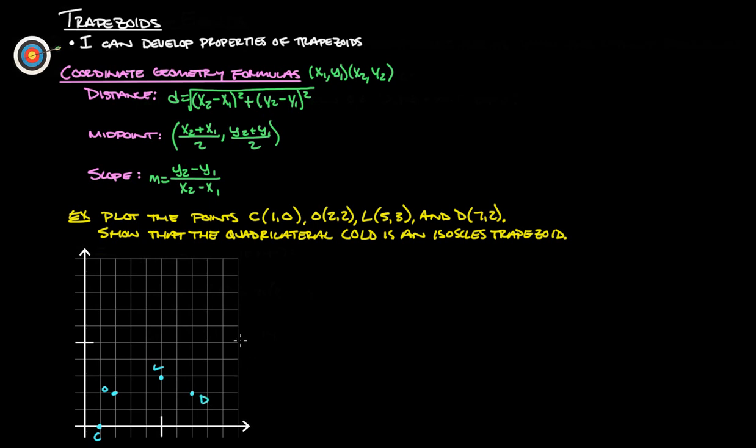So we've got to show that it's an isosceles trapezoid. First off, in order for it to be a trapezoid, we have to show that OL is parallel to CD. Okay, so here's what our trapezoid looks like. We have to show that this is parallel to this. Since we have this graphed already, you can use the slope formula, or we can just find the slope on here using rise over run. To go from O to L, we go up 1 and over 3.